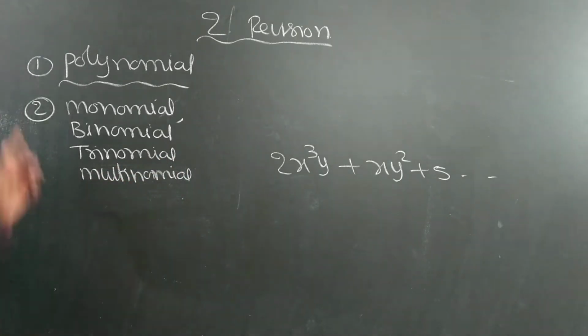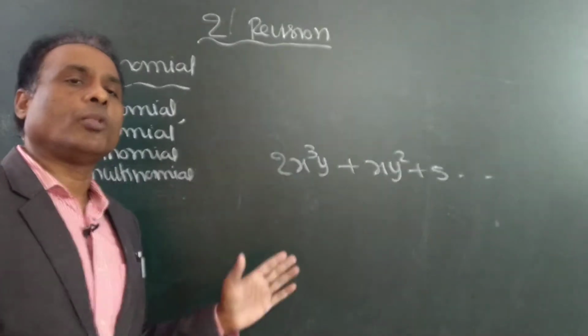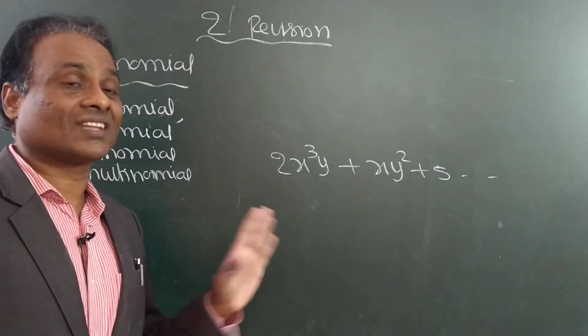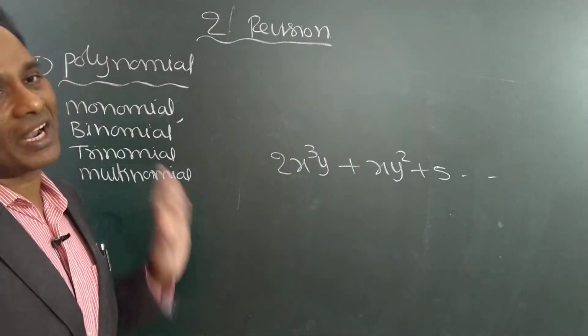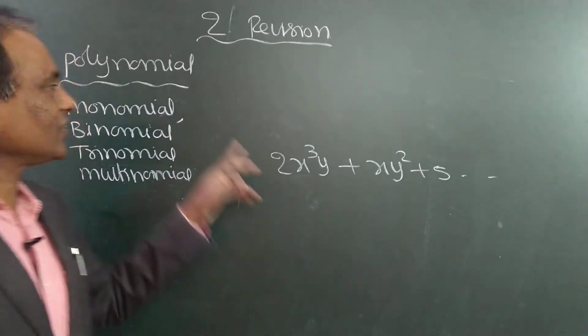Multinomial. Any number of terms, it is a polynomial. Poly means many. Polynomial means many terms. Don't misunderstand that word. Many terms means even if it is one term, we call it a polynomial. Two terms is also a polynomial. Any number of terms, it is a polynomial.